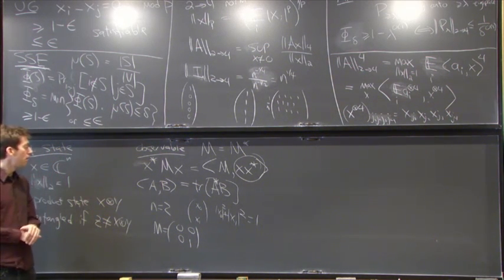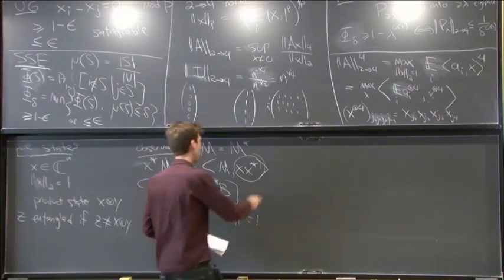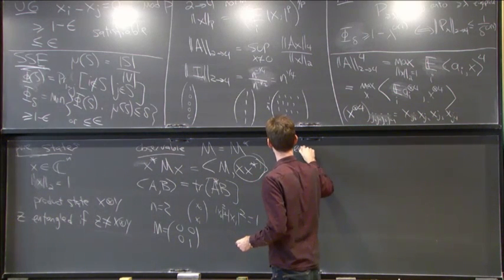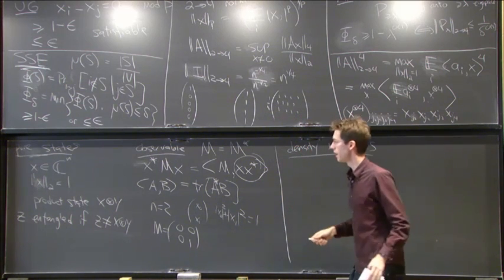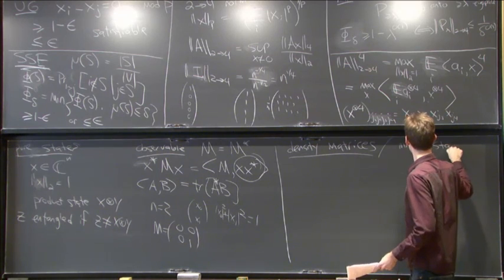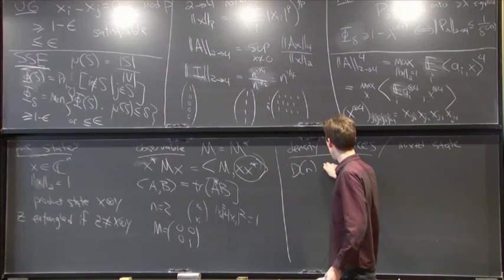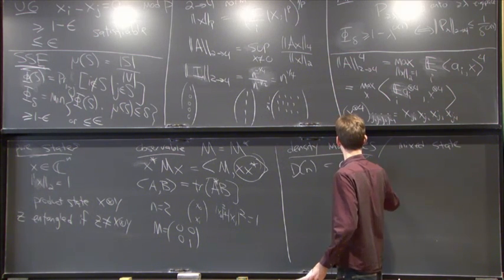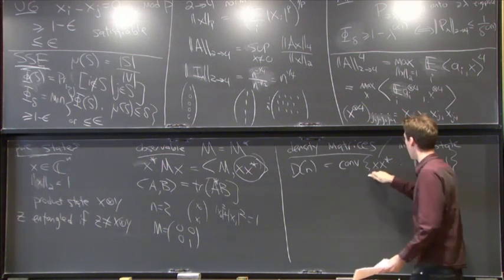Good. So what people usually talk about, these are often called pure states. And slightly more general is something called a density matrix, or a mixed state. And we can define the set of density matrices to be the convex hull of all of these things.